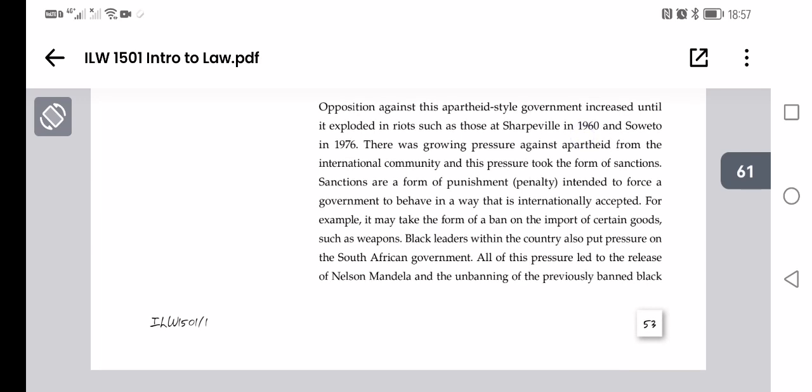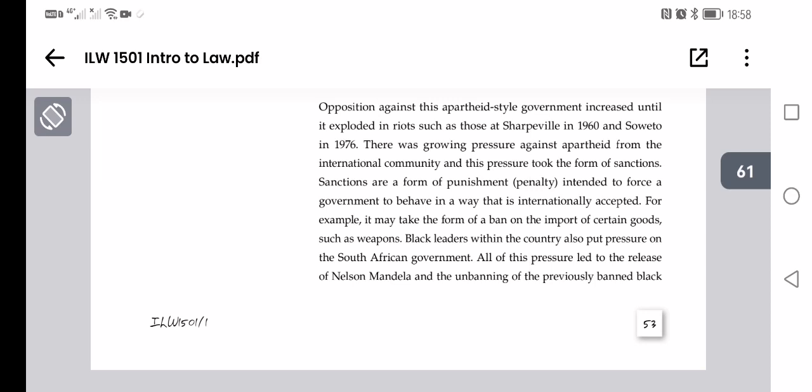Opposition against this apartheid-style government increased until it exploded in riots such as those of Sharpeville in 1960 and Soweto in 1976. There was growing pressure against apartheid from the international community, and this pressure took the form of sanctions. Sanctions are a form of punishment or penalty intended to force a government to behave in a way that is internationally accepted. For example, it may take the form of a ban on the import of certain goods such as weapons. Black leaders within the country also put pressure on the South African government.